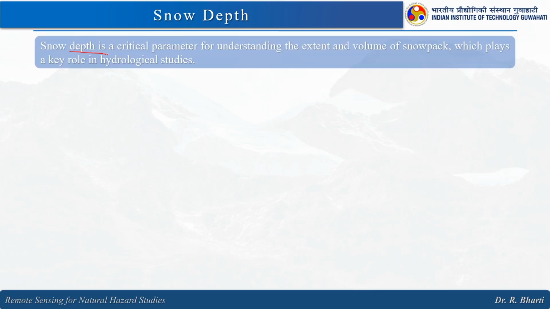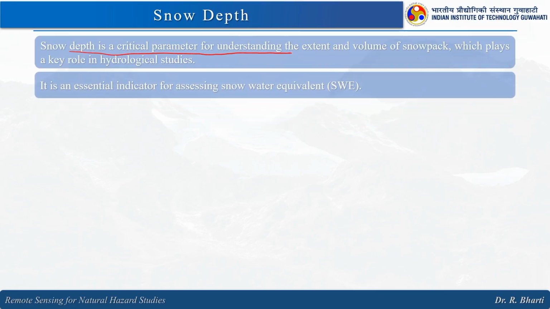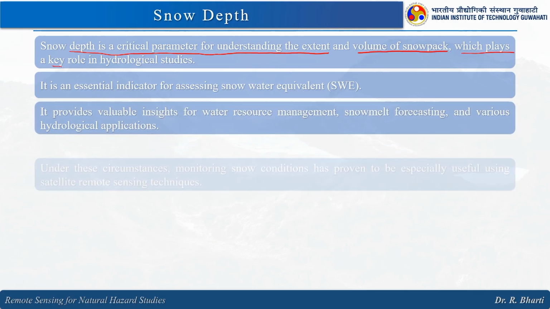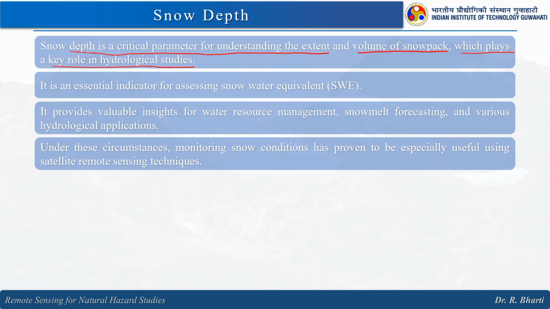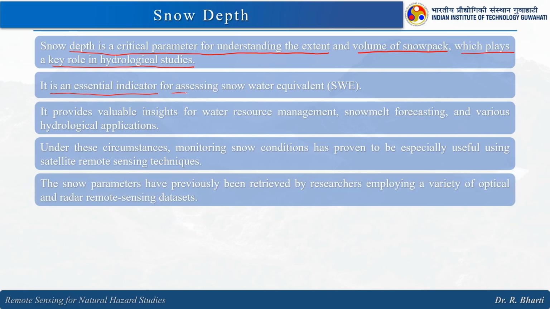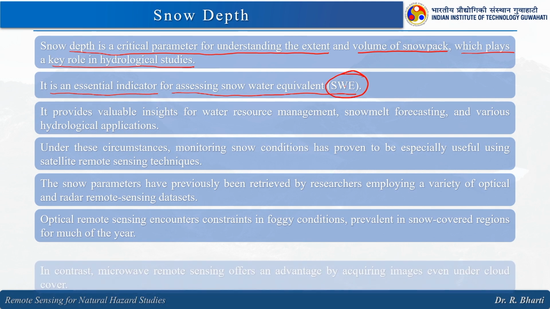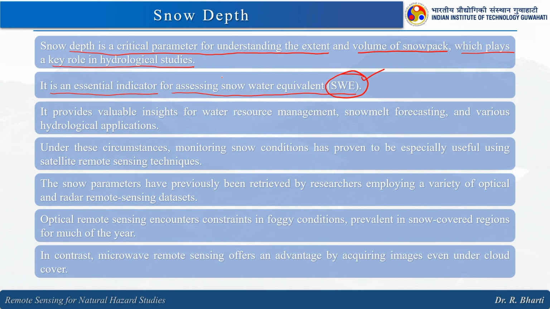Snow depth is a critical parameter for understanding the extent and volume of snowpack, which plays a key role in hydrological studies. It is an essential indicator for assessing snow water equivalent. So this is very important. I hope you have understood the role of snow water equivalent. I covered it in the previous lecture also, and today also we will see more detail about the SWE. It provides valuable insight for water resource management, snowmelt forecasting and various hydrological applications.